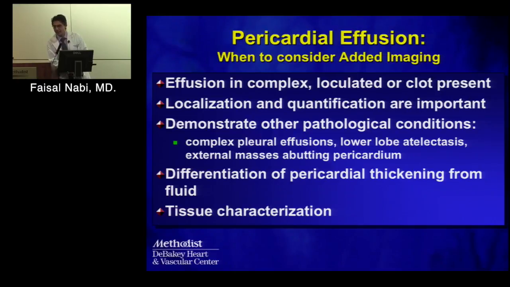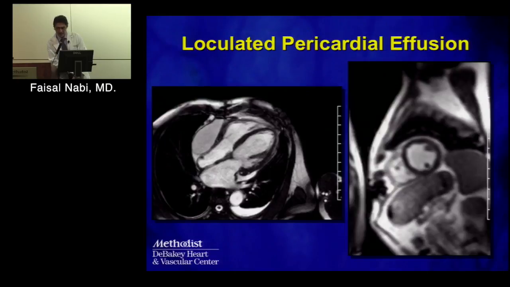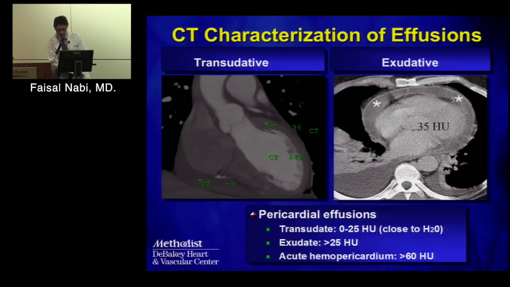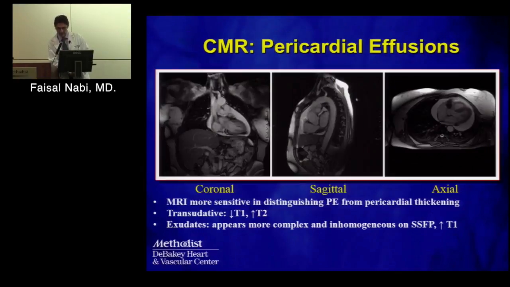So believe it or not, with these techniques, we can help characterize pericardial effusions a little bit. With CT, obviously, we can determine loculation very easily. We have a large field of view. With CT, based on the Hounsfield units, we can tell whether something is transudative, which generally has Hounsfield units closer to water, 0 to 20, whereas exudative lesions have more protein in them and therefore higher Hounsfield units. Similarly, we can do that with CMR as well.